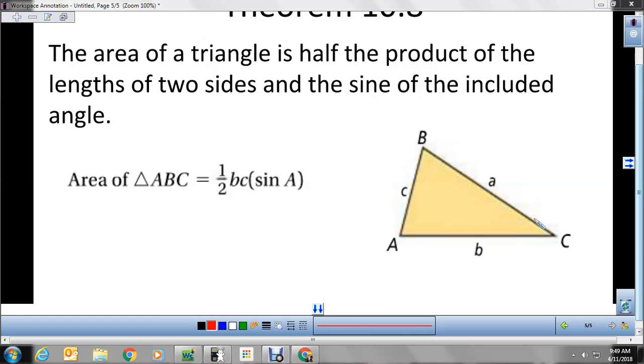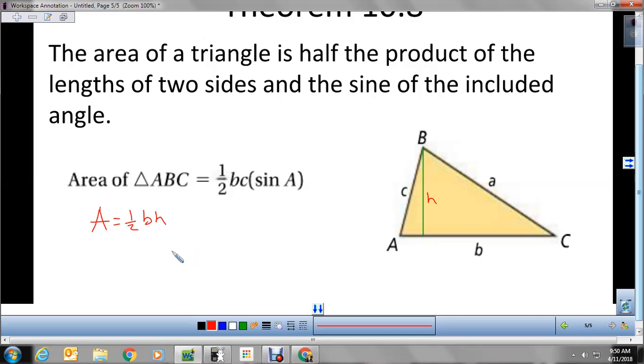Now, not every triangle is going to be labeled A, B, and C, so you kind of have to understand the process. As we know before, the area of a triangle was 1/2 base times height. Now, in this triangle here, our base would be b, and our height, well, we don't have. So if we draw our height down here, this would be our height, h. So 1/2 base times height.